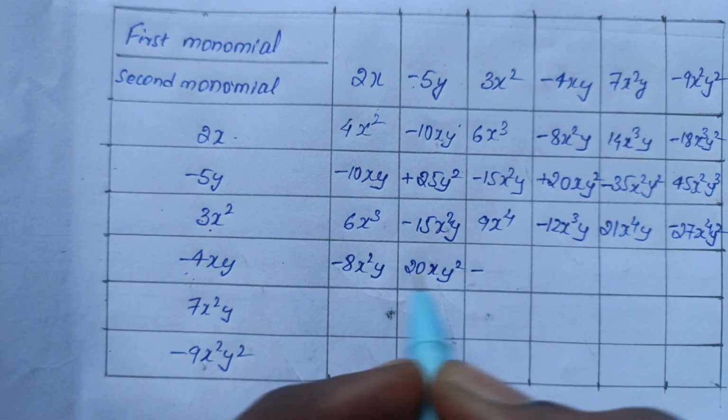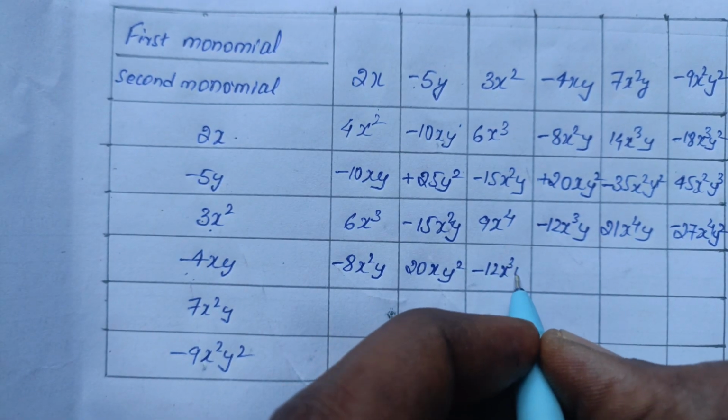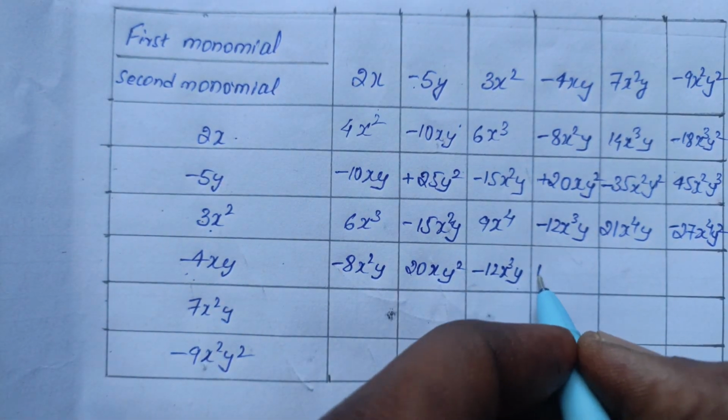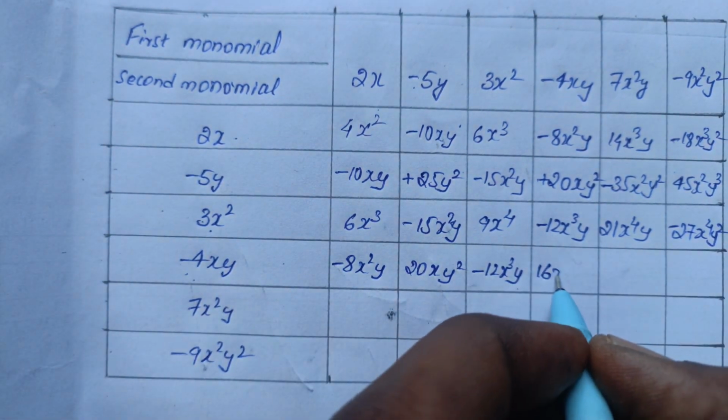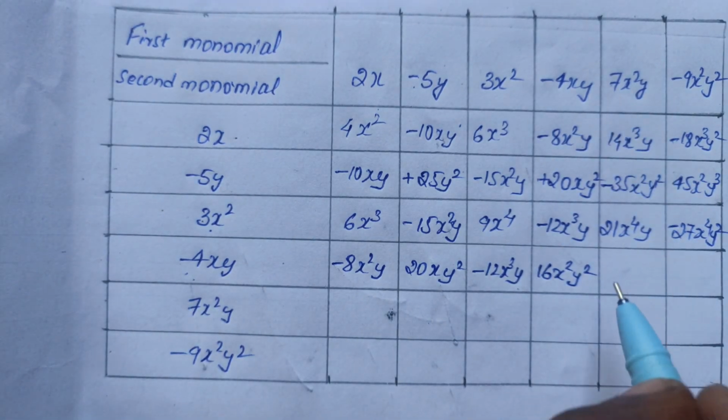Plus into minus is minus. 4 3s are 12. x square into x is x cube, y as it is. Minus into minus is plus. 4 4s are 16. x into x is x square. y into y is y square. Minus into plus is minus.